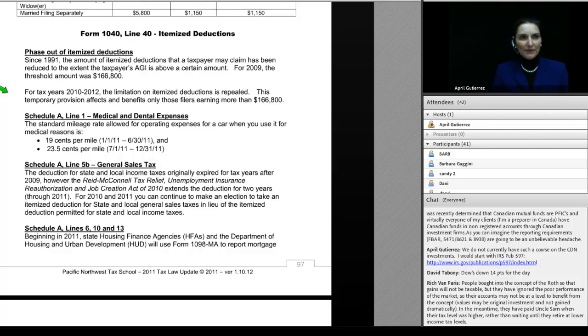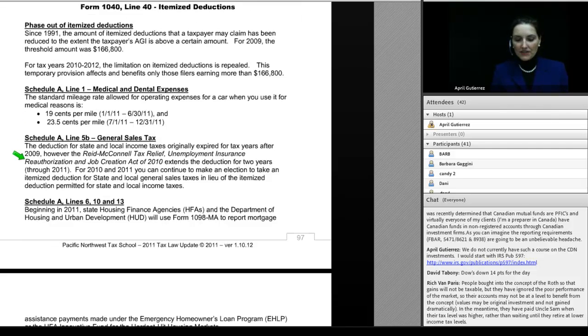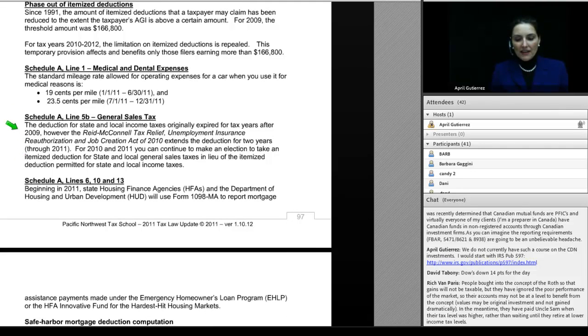It's just a tip. All right, Schedule A, line 1, medical and dental expenses. The mileage rate that you are allowed to claim is also split up the middle of the year. 19 cents per mile for the first half of the year, 23.5 cents per mile for the second half of the year. On to line 5B of Schedule A, that's where you claim a deduction for general sales tax.